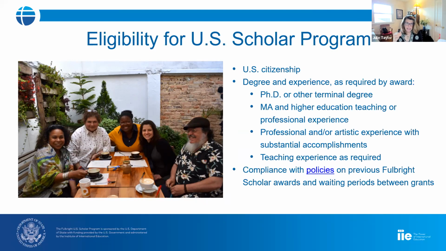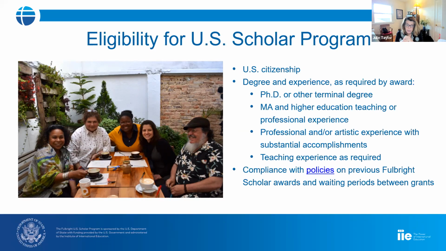On top of the U.S. citizenship, which is the main eligibility requirement, you'll see on the awards that it really varies in terms of the type of terminal degree that you need. Most of them need a PhD or other terminal degree. Some of them allow for an MA and higher education teaching or professional experience. So again, you have to read the details. And professional and or artistic experience with substantial accomplishments. Also, you'll see on many of the teaching awards that prior experience with teaching is required.